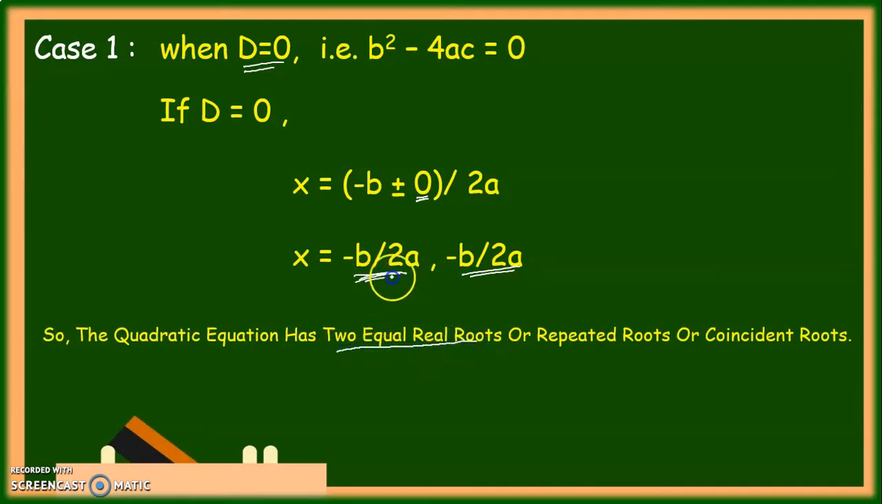Here the roots are equal, or we can say they are repeated roots, or coincident roots. So this is the first case: when we get the value of d as 0, we get two equal roots.